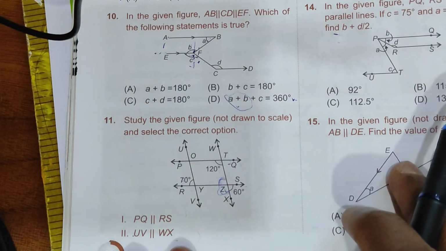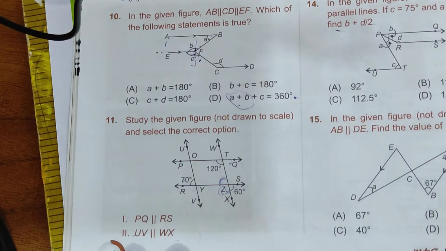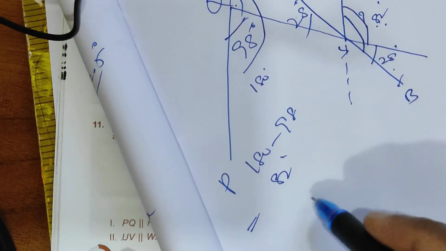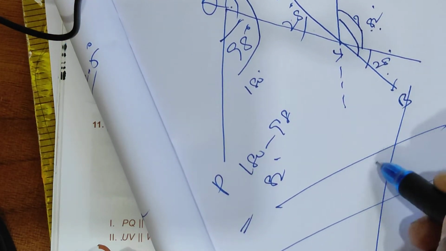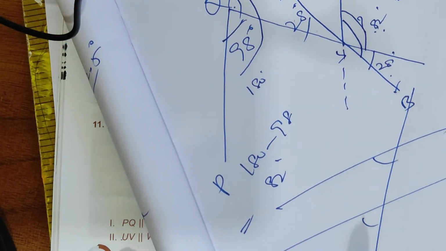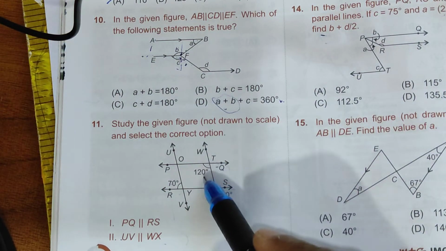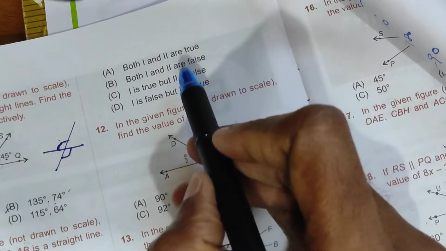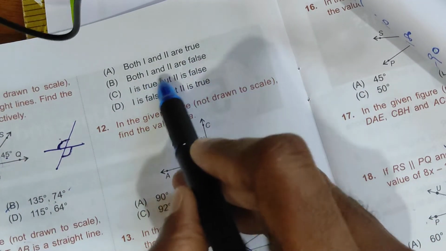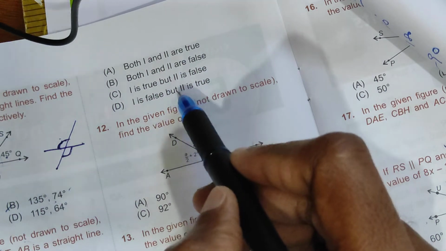How can we find out PQ is parallel to RS? We can only say so if these angles are equal. Then you can say it is parallel, right? Here it is given as 120 degrees. So we'll see the options first. Both 1 and 2 are true. Both 1 and 2 are false. 1 is true, 2 is false. 1 is false and 2 is also false.